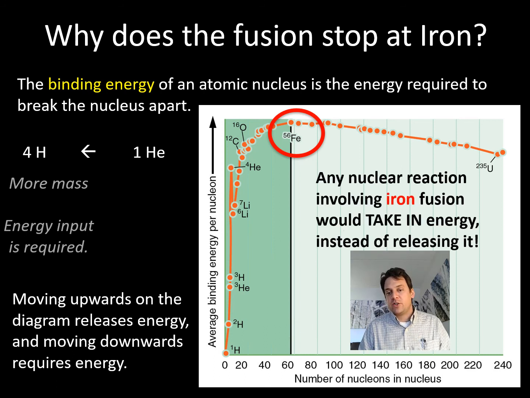Any nuclear reaction involving iron fusion would require energy taken in instead of releasing it. It would take energy out of the system, it would cool it down, and so it will not occur naturally. You could accomplish fusion with iron in the laboratory, for example, but you would have to give it extra energy. That's not what nature is going to do, and so the result is that when these high mass stars produce iron, it stops there and the iron just sits there in the core.